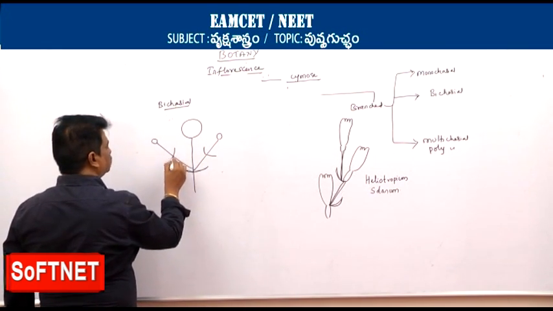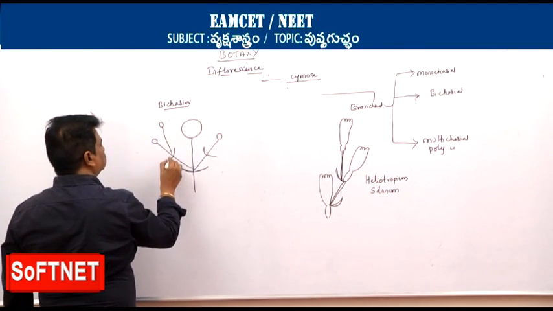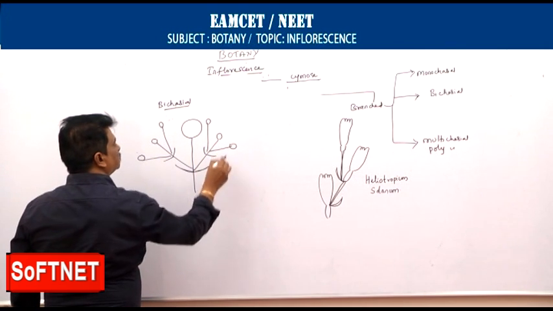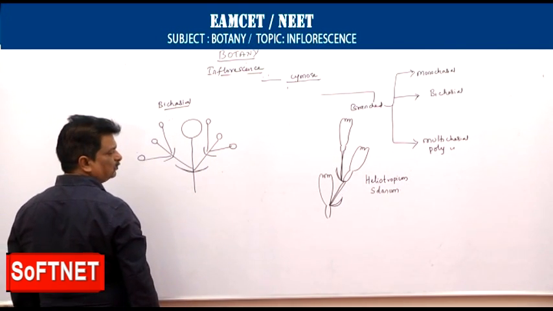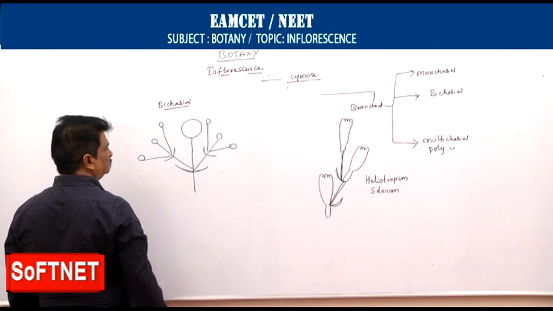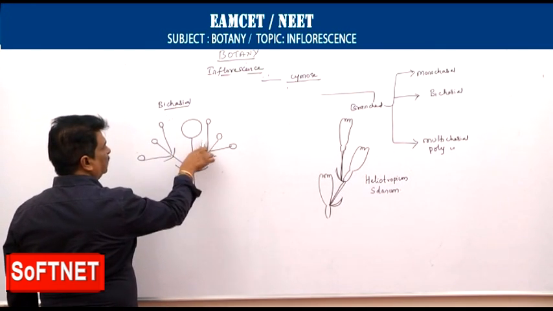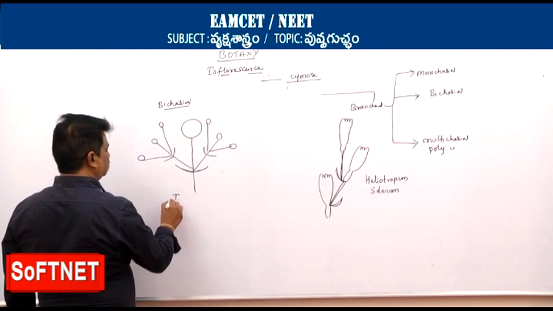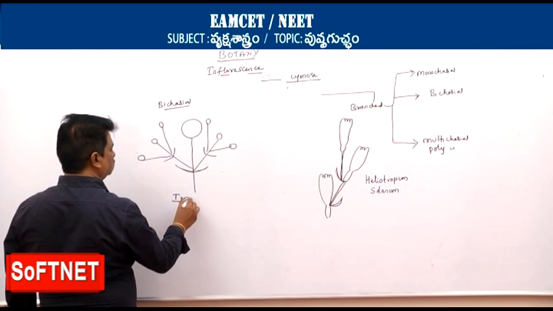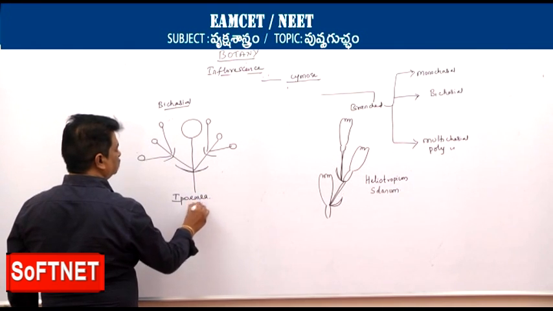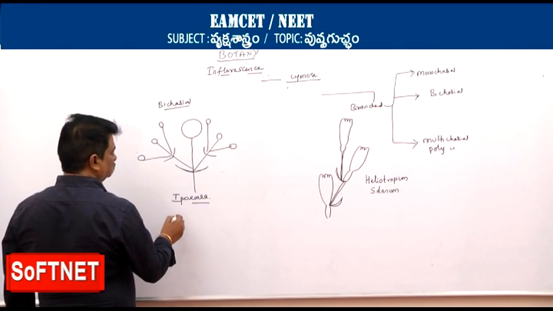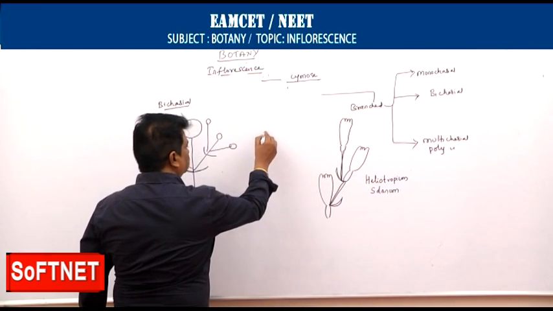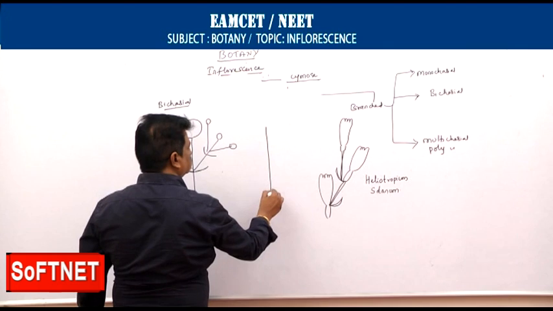Further growth continuing means again two bracts are formed, giving two branches, and those branches continue and end with a flower. This is called dichasial. Every time two branches are formed, and these branches end with a flower. Example for dichasial: Clerodendron and Ipomoea.